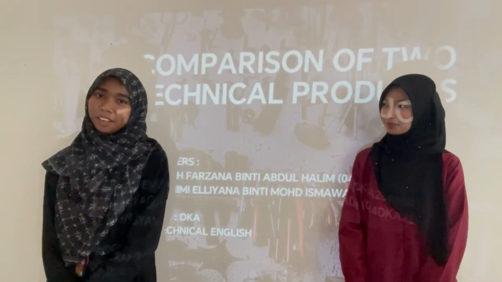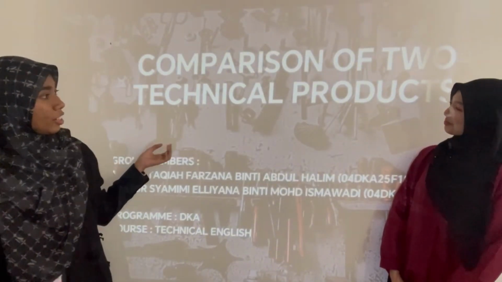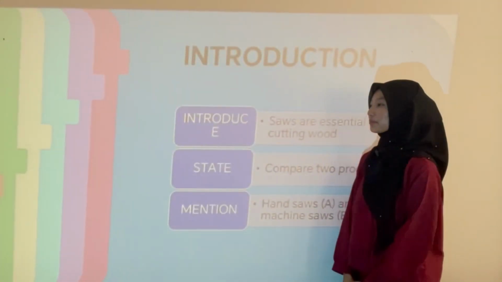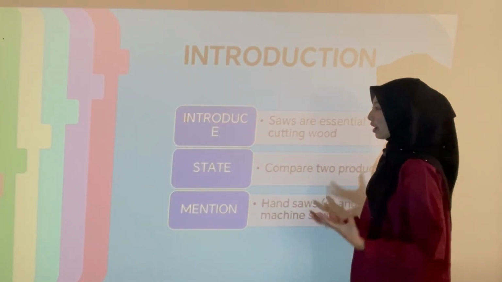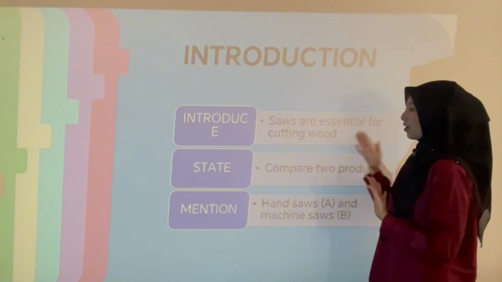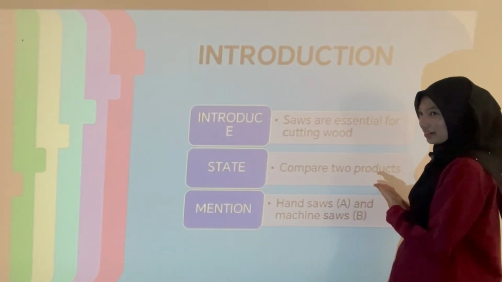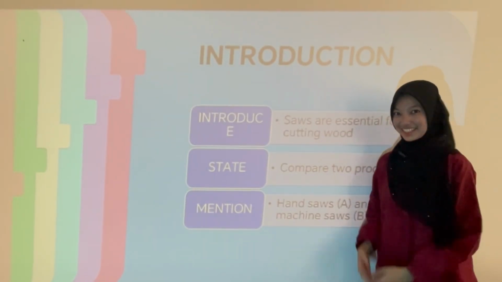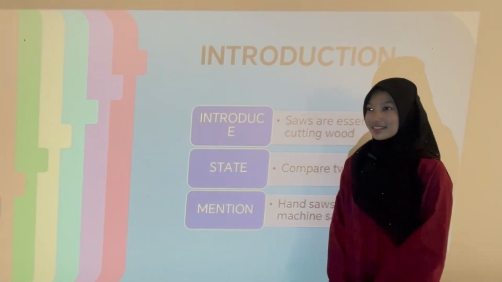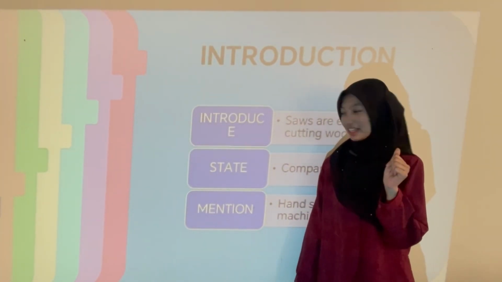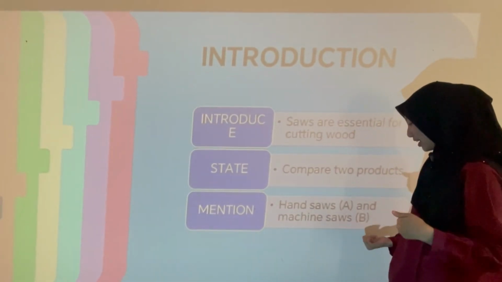Today we want to discuss the comparison of two technical products. First, we will introduce why a saw is essential for cutting work. Second, we will compare two products to show their differences. Finally, we will mention two types of saw: hand saw is A and machine saw is B.